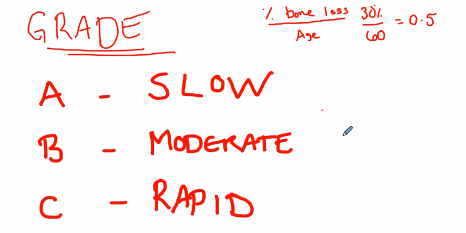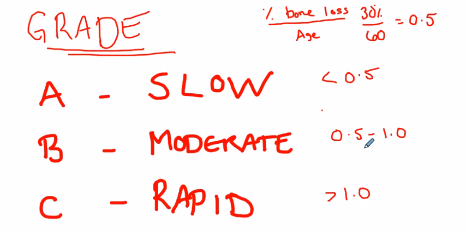And what they've done is they've worked out a system where if we have less than 0.5, it would be a grade A. If we have 0.5 to 1, it would be a grade B moderate. And anything above 1 would be rapid. So therefore, with this patient, your 60-year-old patient that has 30% bone loss, 0.5 will go into probably the most common category that we're going to have, which will be a grade B, and it's a moderate.